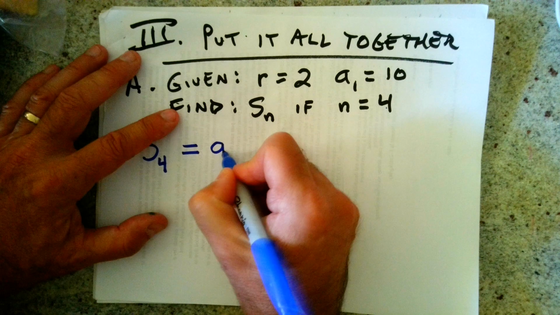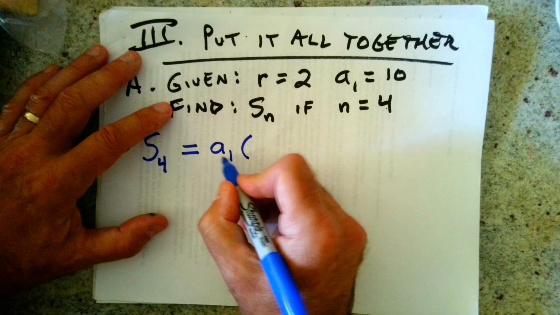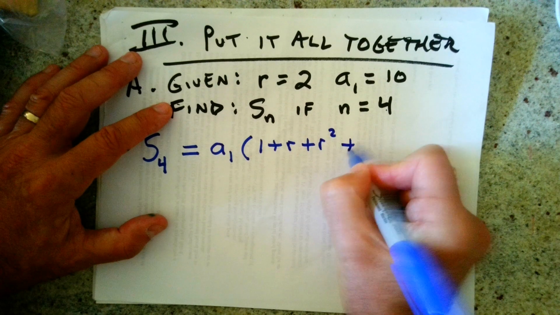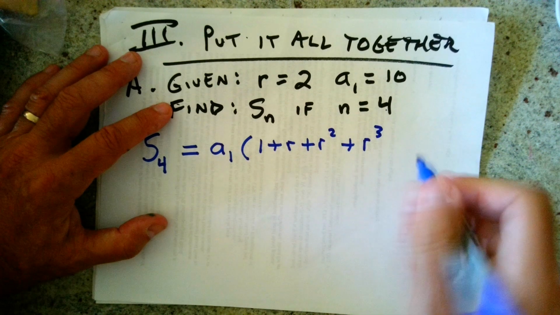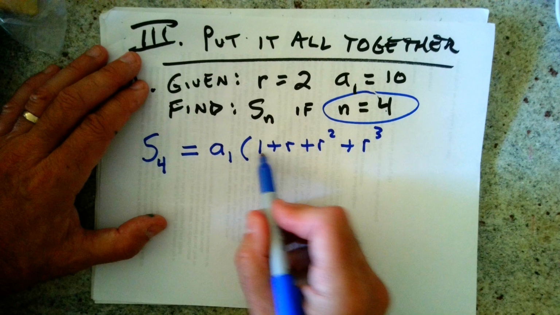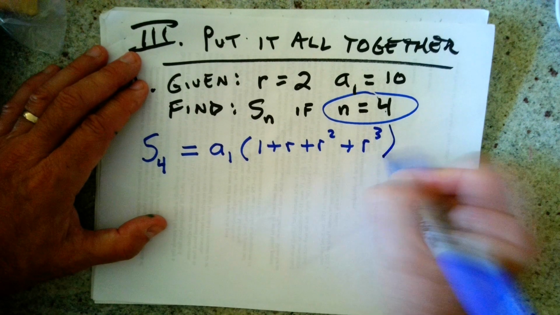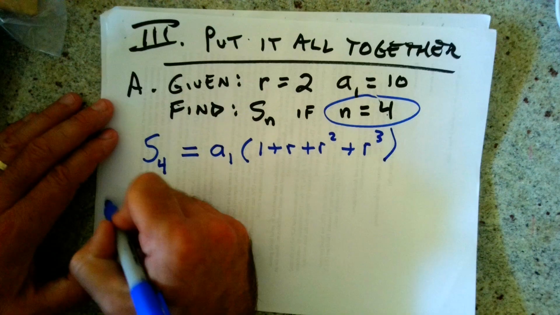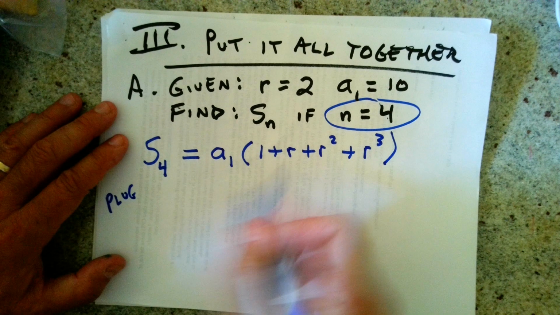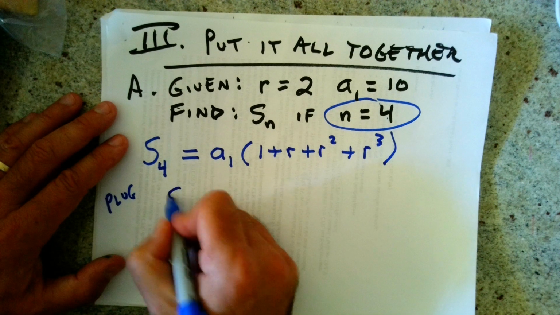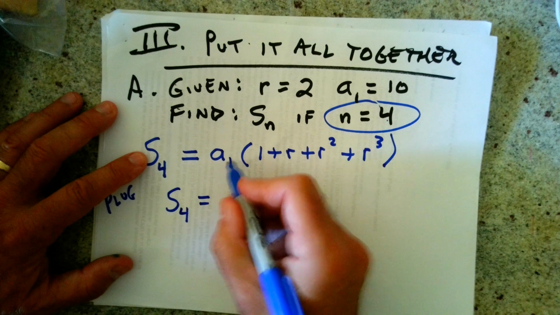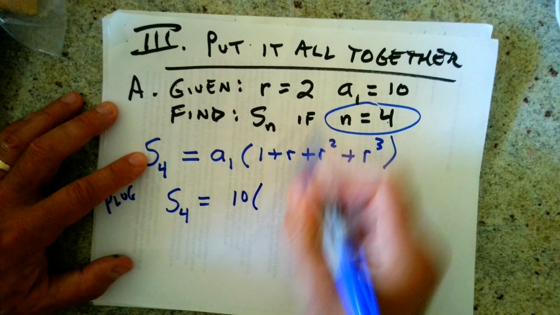And in general, every geometric series can be written as a1 times 1 plus r plus r squared plus r cubed. How many should I do until I've reached 4 terms? 4. Okay, 4 terms: 1, 2, 3, 4. Now let's plug in. That's the general formula, because they want the sum of the first 4 terms. Now let's plug in what they gave me. They did not give me the sum of the first 4 terms, but they did give me a1, 10, and then they gave me r.